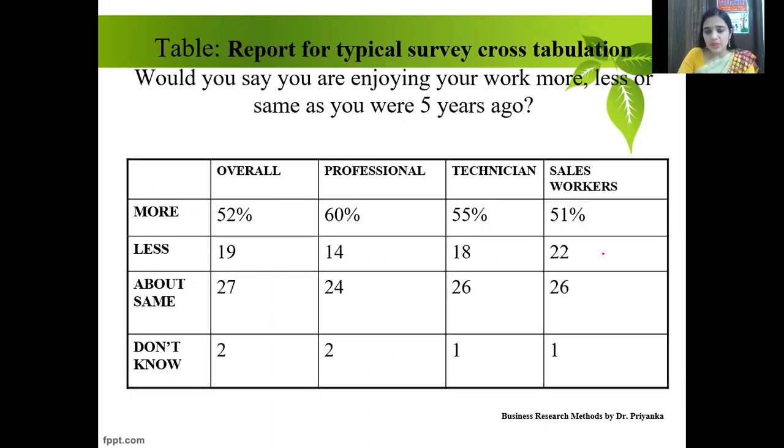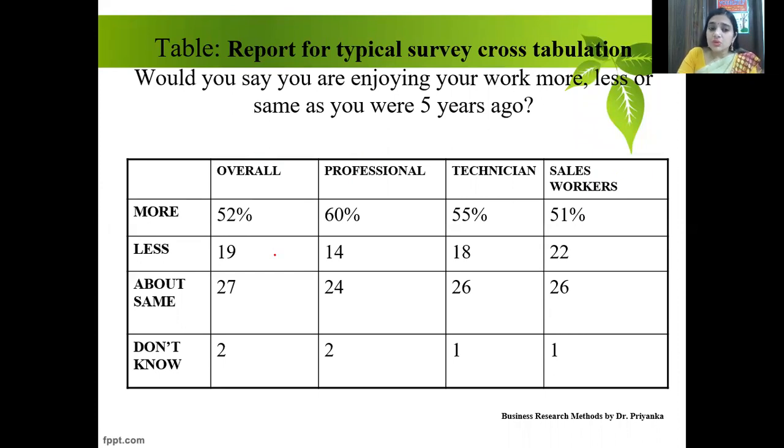We can have a look at this example. This is how a table looks. For example, there's a question: would you say you are enjoying your work more, less, or the same as you were 5 years ago? How can you tabulate it like this? You can provide all the options in these columns, and all the possible categories of respondents you have interviewed can be presented here.